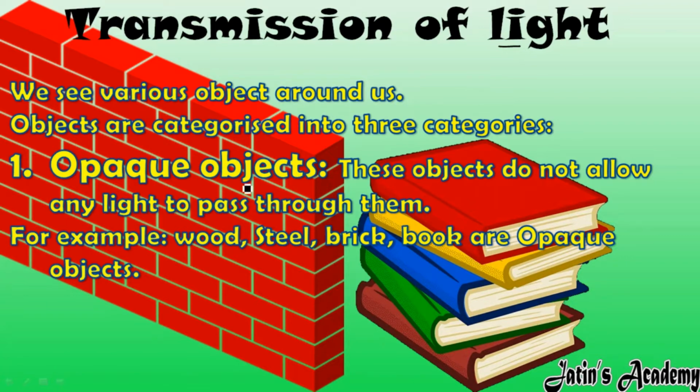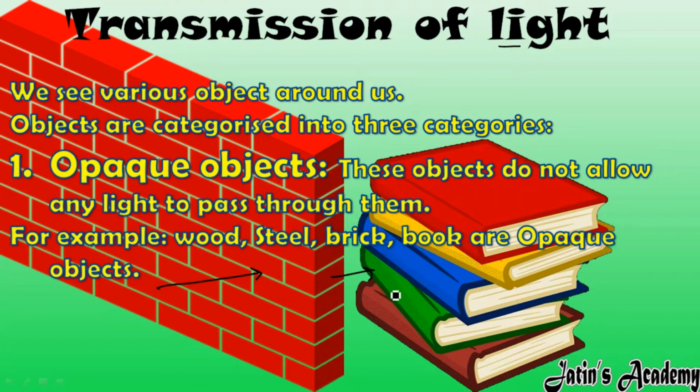Very first we are having opaque objects. So what do you mean by opaque objects? Those objects which do not allow the light radiations to pass through them. For example, here I am having a wall. If I strike light rays on the wall, it will not allow the light rays to pass through it. That is why this wall is regarded as an opaque object.